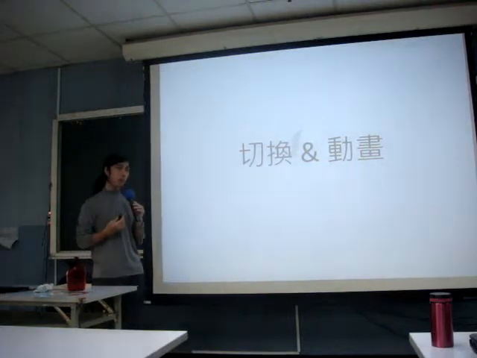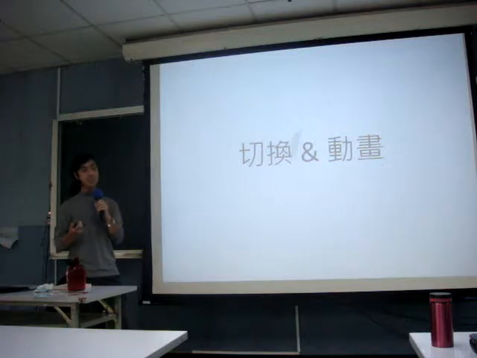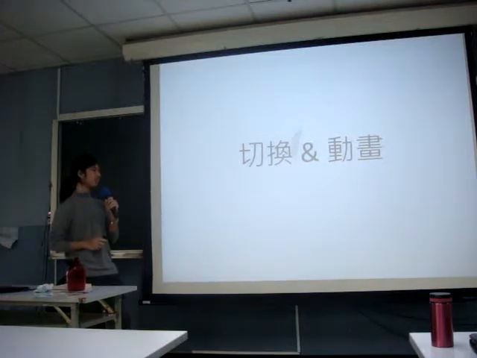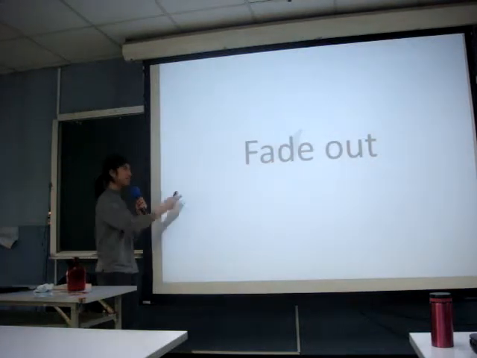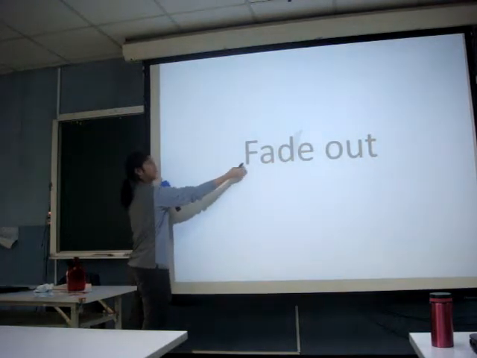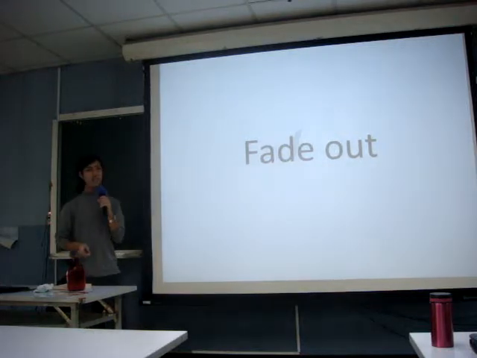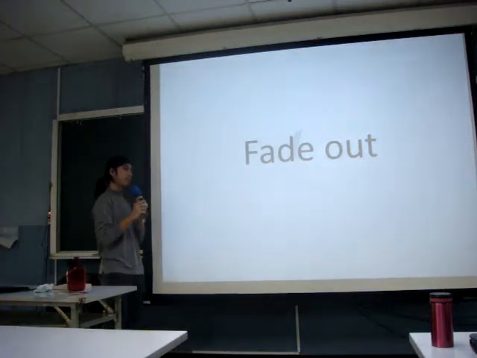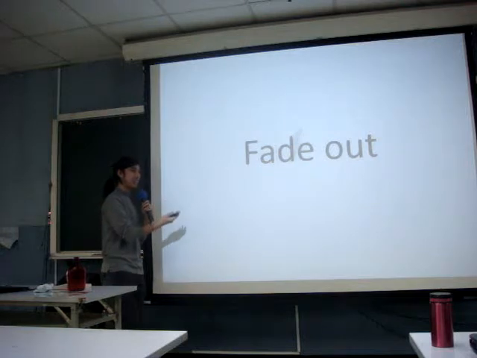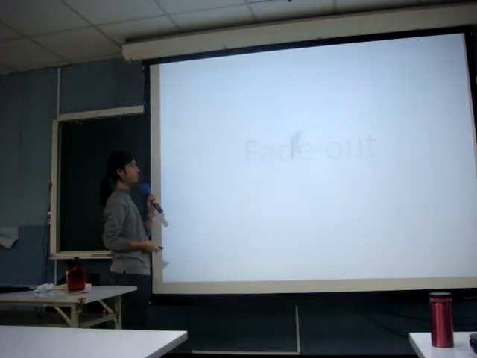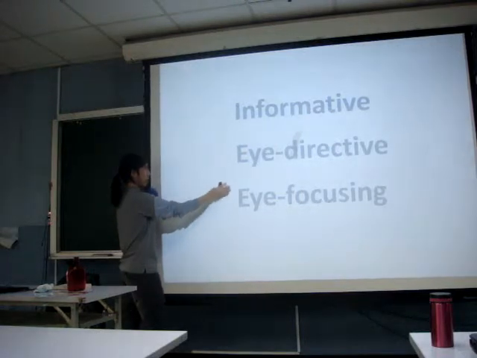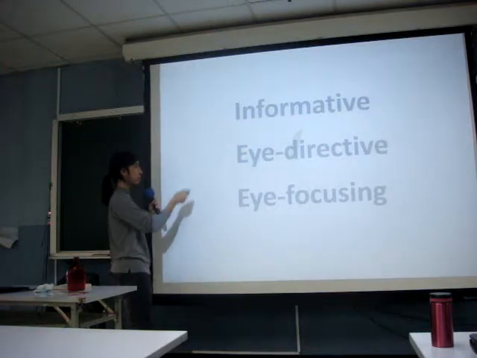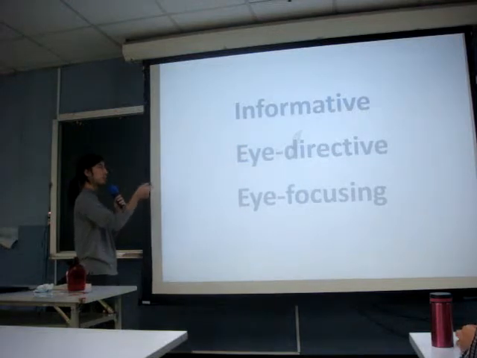And then I'm going to introduce some really useful animations that I use almost all the time. One is fade out. Fade out means 淡出. This will just fade out in front of your eyes. I think it is a very safe and effective animation. Why? Because it is informative, eye-directed, and also eye-focusing. I want to talk about these 3 points, so I just show them up one by one.